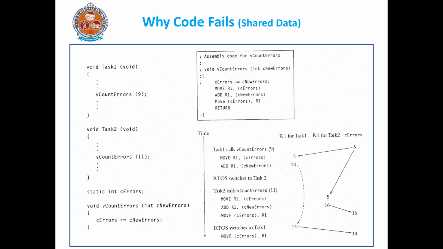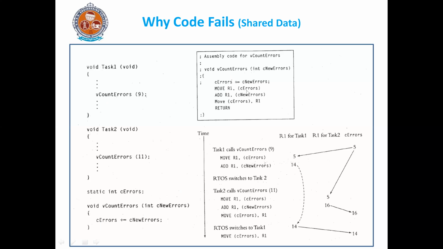Now, suppose this function is called. Whenever this function is converted to assembly code, it is written as this many instructions. In the high level language it looks like a single statement, but in assembly code it becomes many statements. So cErrors plus equals cNewErrors is converted to this many statements.